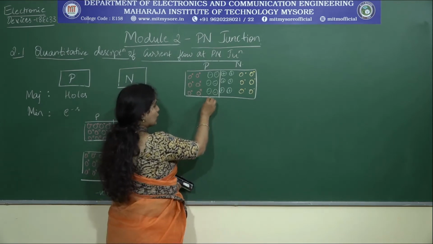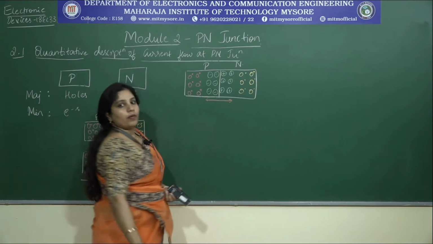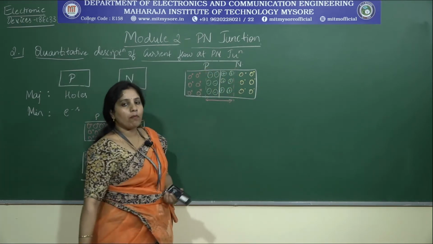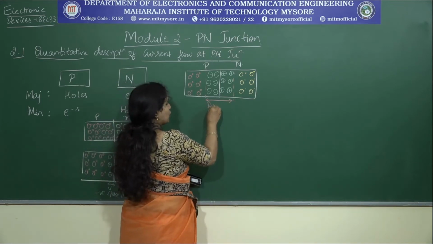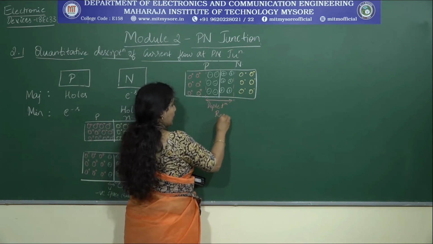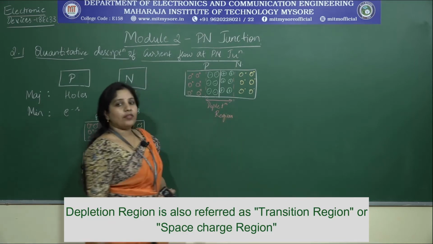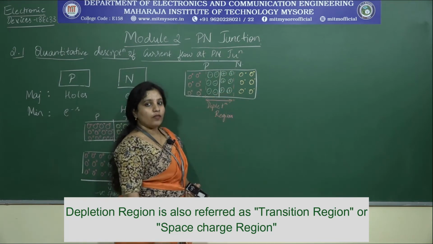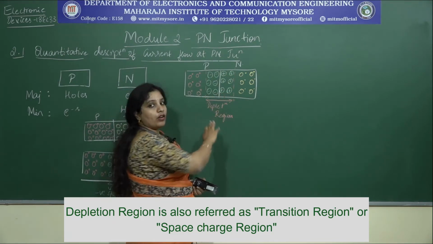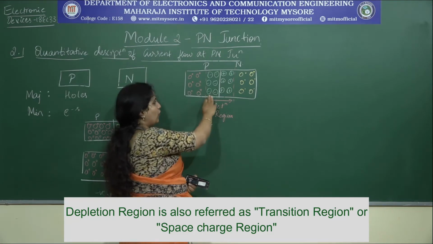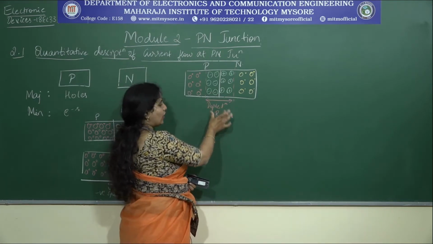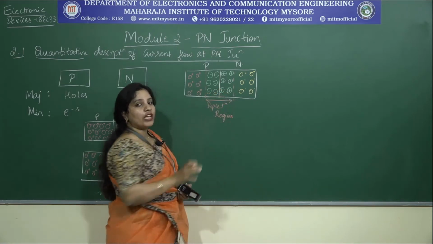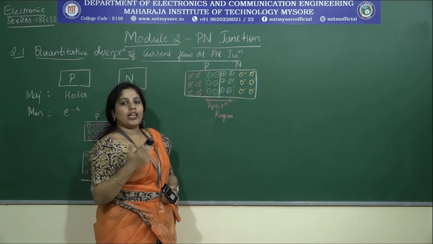Now, the whole region which we have here, containing immobile ions, we refer to as the depletion region. Now, why will I refer to this as the depletion region? Because these are immobile ions which don't have free mobile electrons or mobile holes. This is called the depletion region because it is depleted of free charge carriers or mobile carriers.